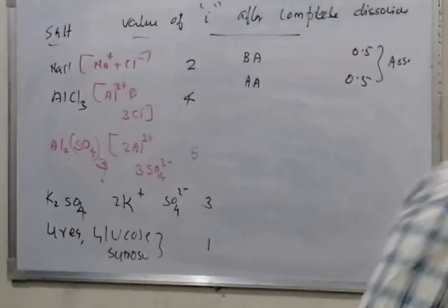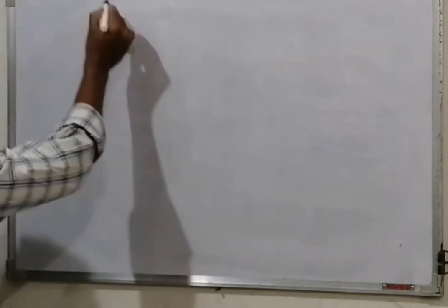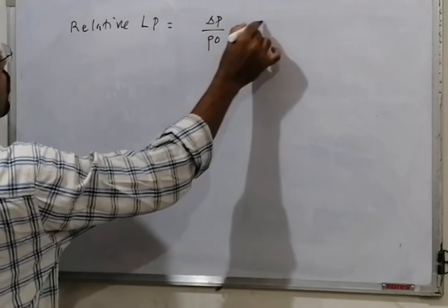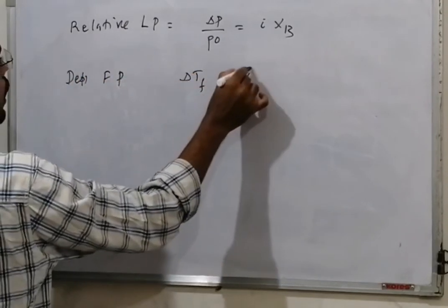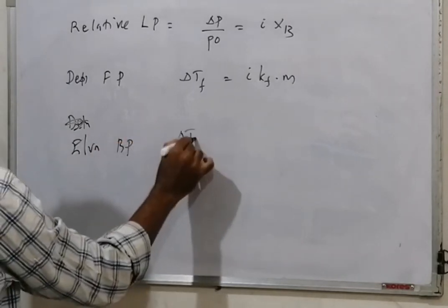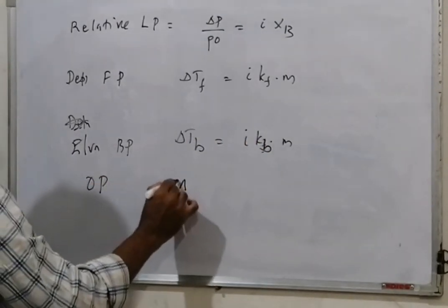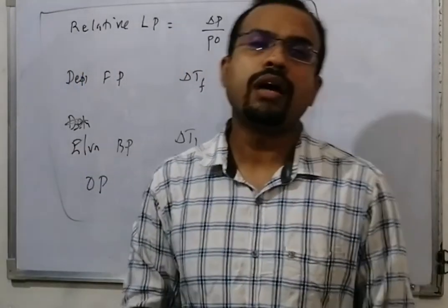Therefore, our equation for solving the numericals of colligative property should include the van't Hoff factor. Students, this is the summary. Relative lowering of vapor pressure: delta P divided by P0 is equal to i into Xp. Depression in freezing point: delta Tf is equal to i into Kf into m. Elevation in boiling point: delta Tb is equal to i into Kb into m. Osmotic pressure: pi is equal to iCRT. Therefore, these equations should be memorized before solving the numericals.